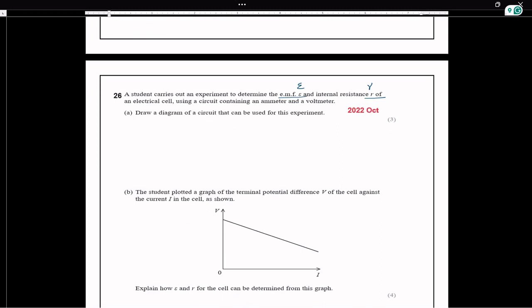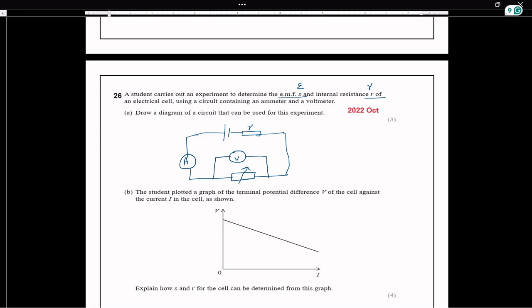So let us start with a circuit to determine the EMF and internal resistance of an electric cell. Let it be a cell here. Next to that, let us represent R as the internal resistance of that cell. Then we need an ammeter to measure the current. Of course, we need a variable resistor, that is a load resistor, to vary the load. Then we need a voltmeter across that to measure the voltage at different values of load current.